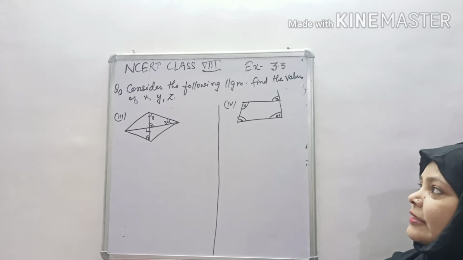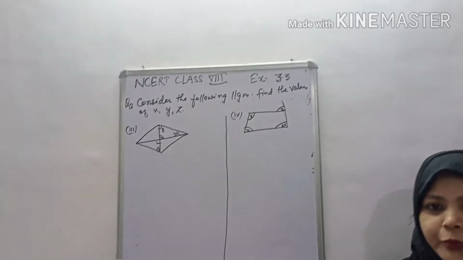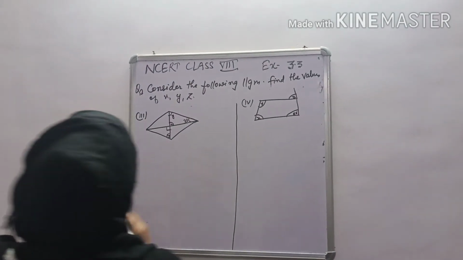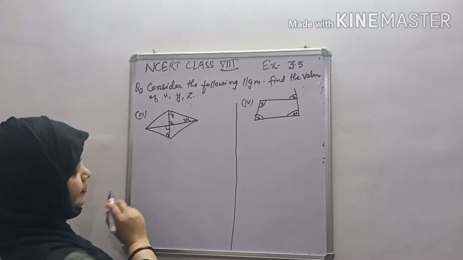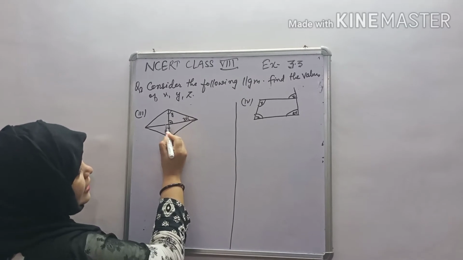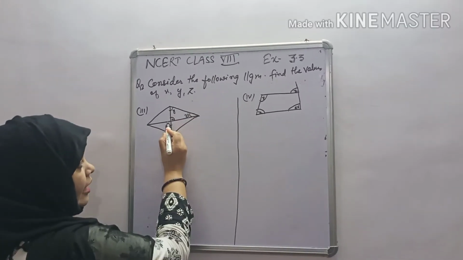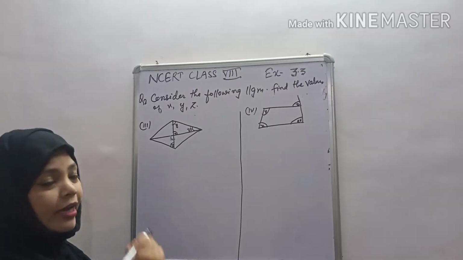So let's see the third part of question number 2. We have to find the value of x, y, z. Just look here. What is this denoting? It is denoting that this is an angle of 90 degree.